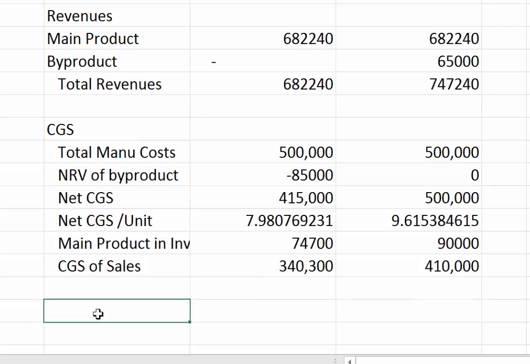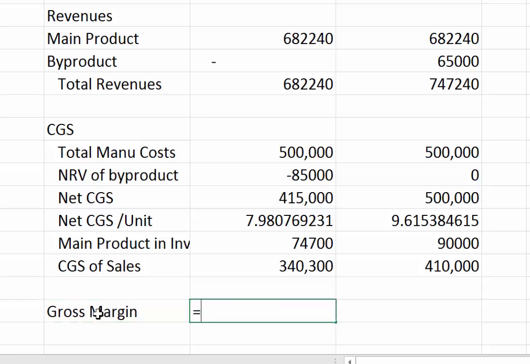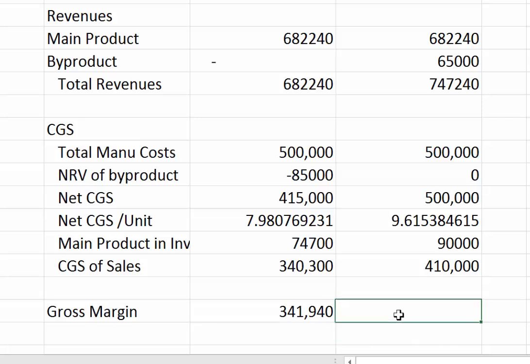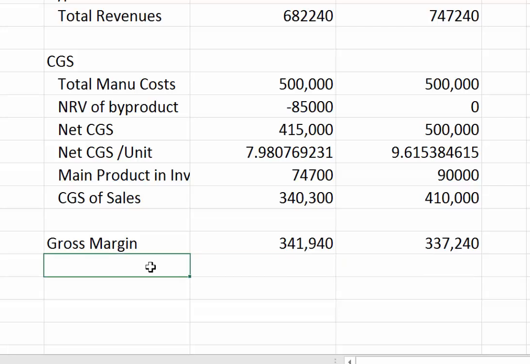Then we can come to the gross margin or profit margin section. We are going to use the total revenues minus the CGS of sales, and same for the sales method. So all the accounting concepts are still the same, just different approaches. When we come to the calculations, you can also go ahead and find the gross margin percentage.